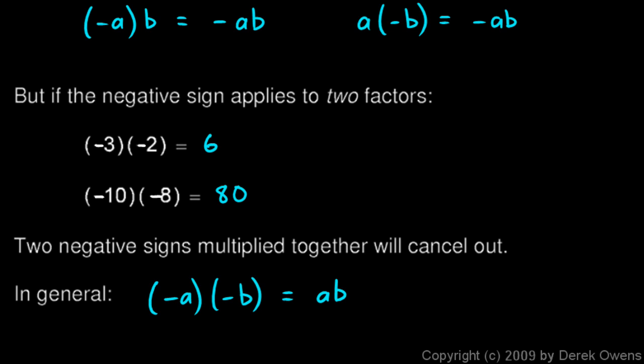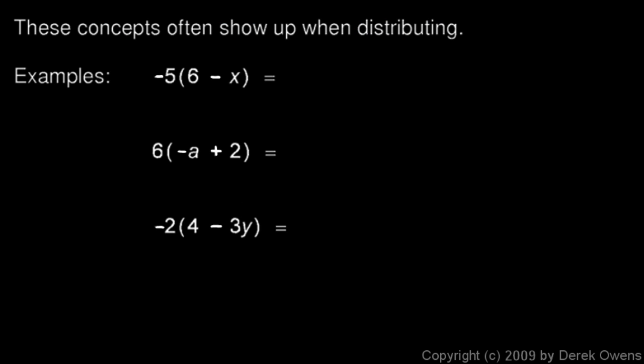There's no negative sign on the answer. Two negative signs multiplied together cancel each other out, and I'm just left with no negative sign on the answer. This idea shows up a lot when we're distributing. Look at these examples. Negative 5 times 6 minus x.